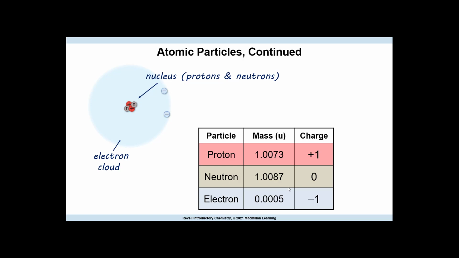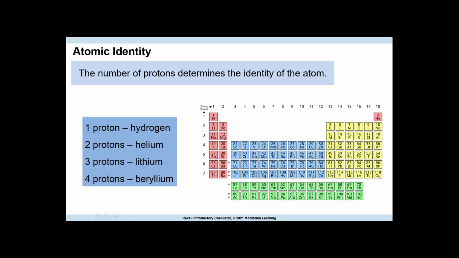The nucleus is made up of protons and neutrons, while the electrons occupy the region outside the nucleus called the electron cloud. Protons determine the identity of an atom. It's the number of protons that an atom has that determines its identity, which is what I just said. So I'm repeating myself. Let's go to the next slide.